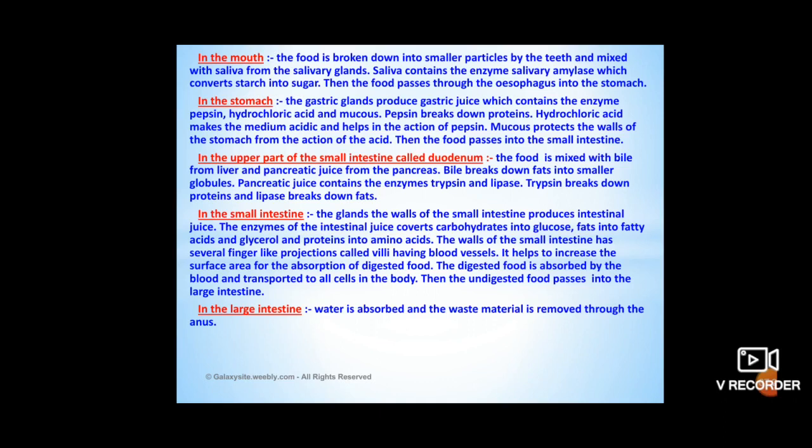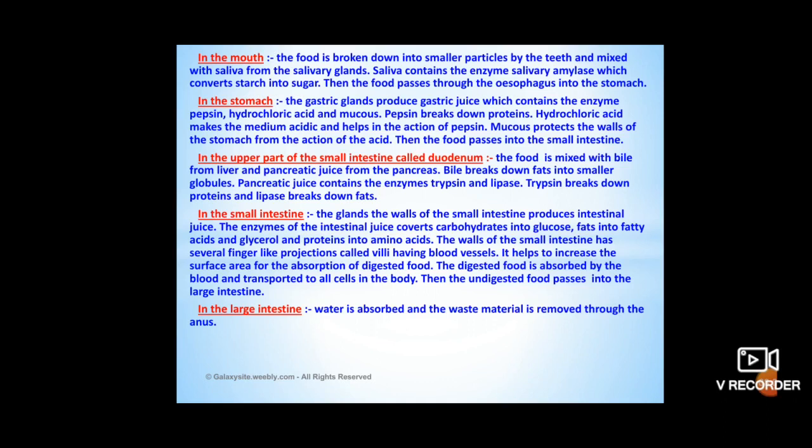See this, not only the gastric glands, in the stomach there is also an acid that is secreted, that is hydrochloric acid, and mucus. These are the different kinds of components that are secreted in the stomach. So the gastric gland produces the gastric juice, which consists of an enzyme called pepsin. And apart from the gastric gland, the stomach also secretes hydrochloric acid and mucus.